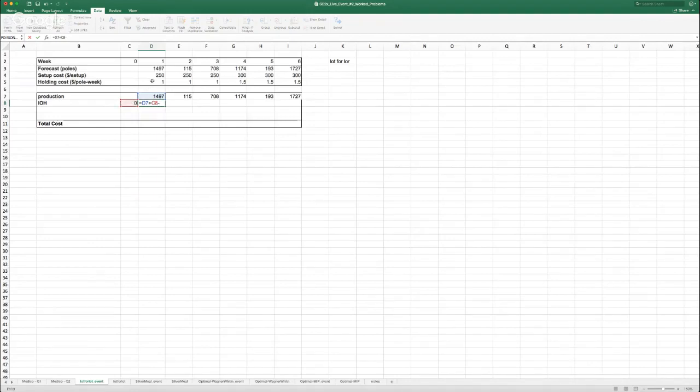minus the stuff that we are selling, which is the demand in this case. And then again, we can extrapolate this formula to all the relevant cells. Like I said, we don't really have to do this, but I want to show the formula to you. So this comes out to be 0.